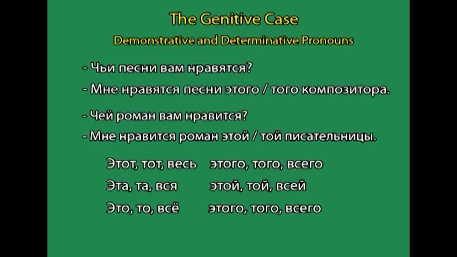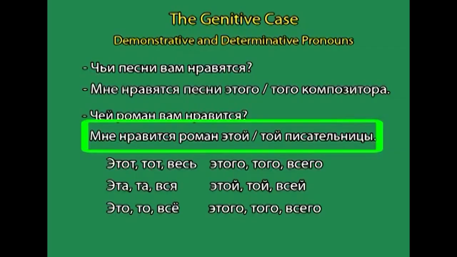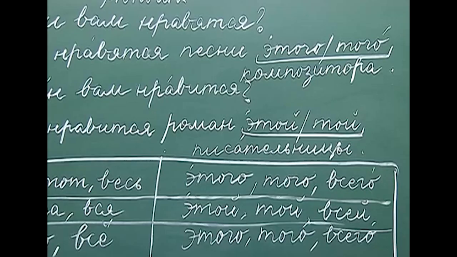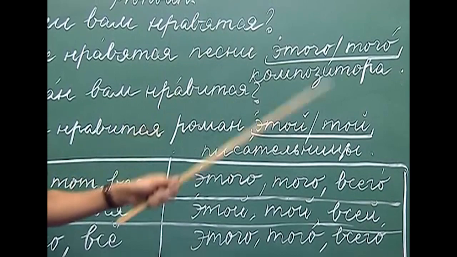Этой comes from the demonstrative pronoun эта, and той comes from the demonstrative pronoun та, which are feminine forms of the demonstrative pronouns этот and тот. I like the novel of this or that female author. Писатель is a male author and писательница a female author. So, this is how we change or decline the demonstrative and determinative pronouns in the genitive case.